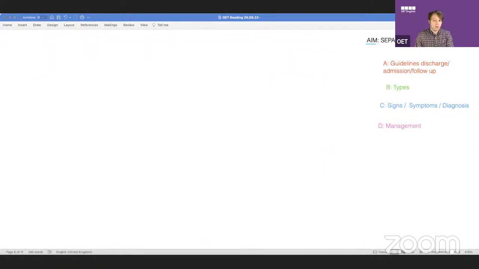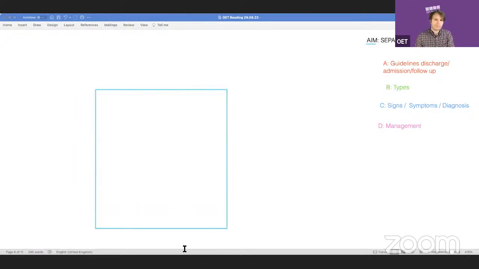Now I want to make a very important point before we finish this class. Okay, look at this. How many main ideas does a text have?